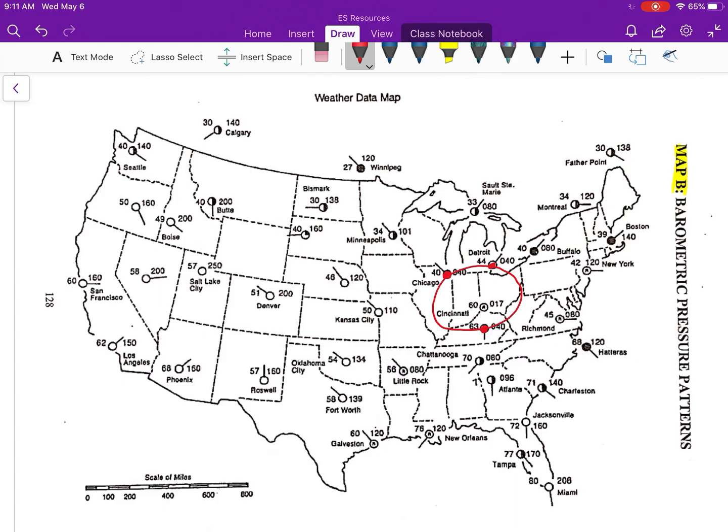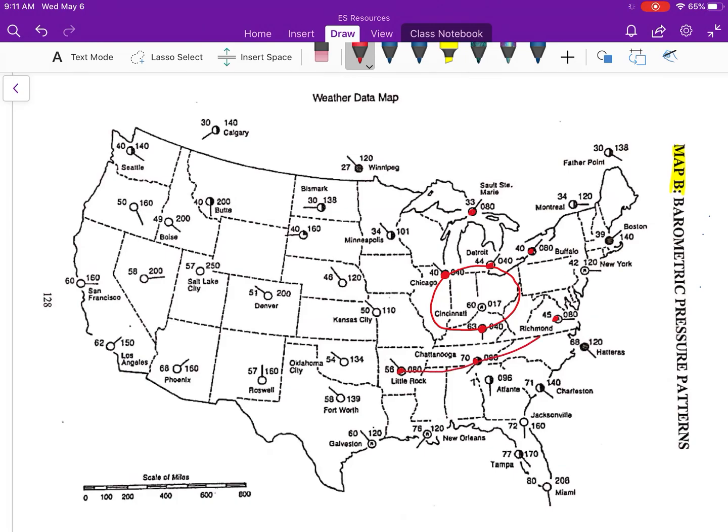Now let's make our 080. So find all your 08s. Here's one, here's one. Here's one, Little Rock. Okay, so again, it's going to be making a circle. Be careful where you run your lines, right? So we're going to be going like this. Okay, so that's our 080.